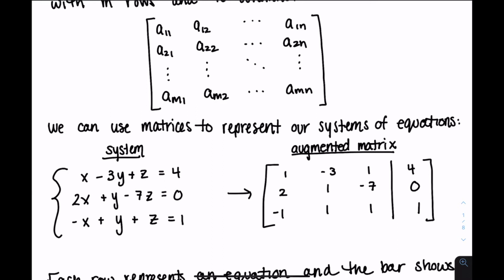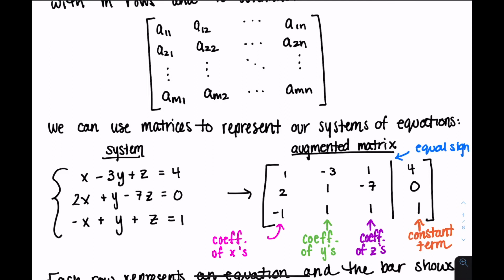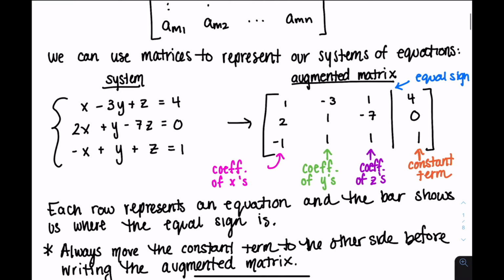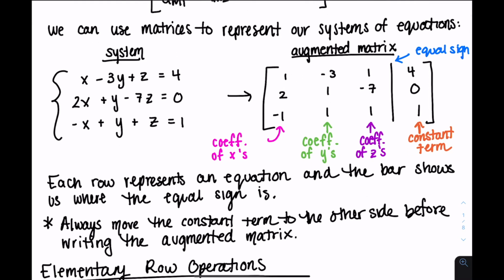So each column represents a different piece. The first columns are our coefficients of x's, then our coefficients of y's, coefficients of z's, and our constant term. And this bar is really representing where that equal sign is going to be. So anytime you want to write this augmented matrix from your system, make sure you have that constant on the other side and things are in the appropriate order. If you've got x's and y's in different spots in each of the different equations, you want to make sure they're going to the same spot in that matrix. You don't want to mix those up.